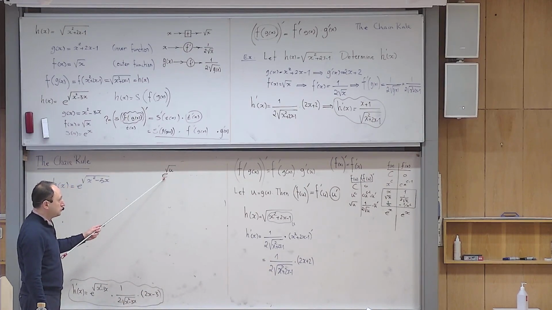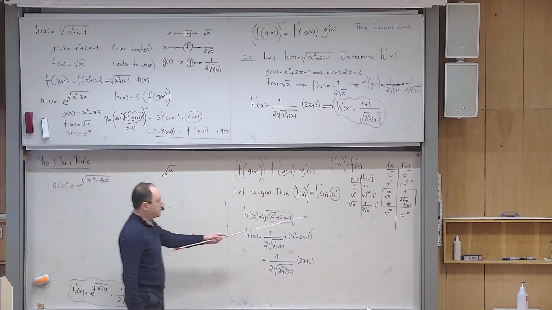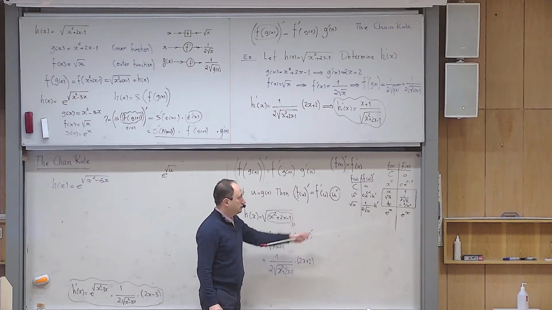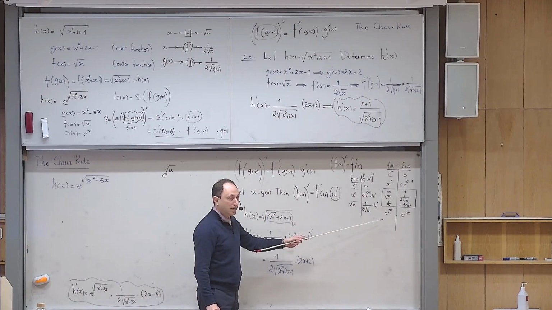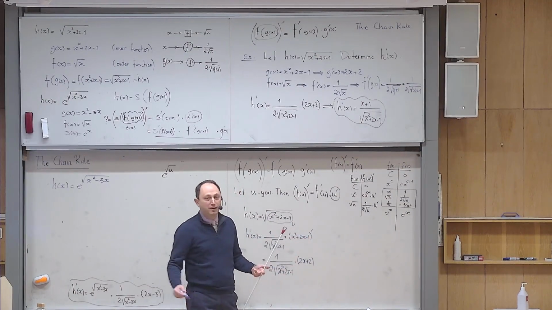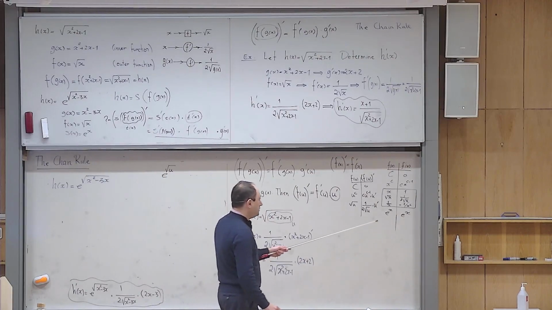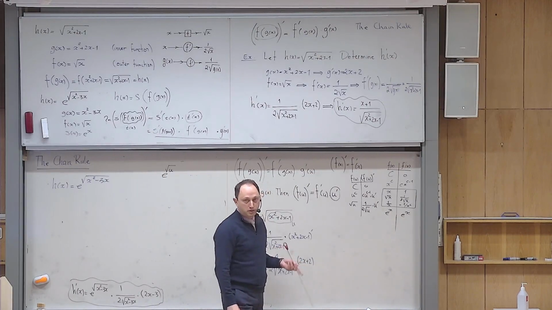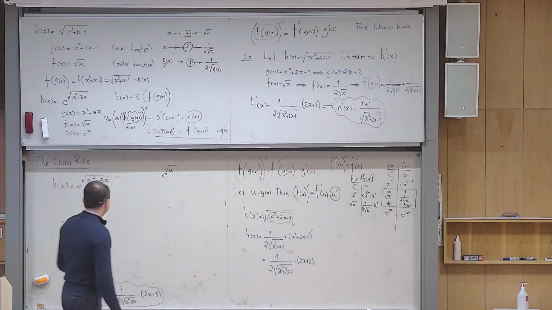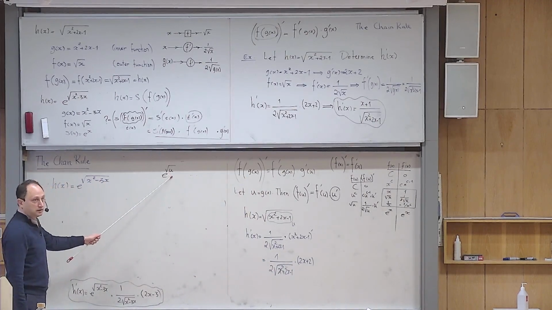But this is not good. Why? Because in the table that you will get in the formula sheet, you do not have the formula for e to power square root of x. You only have e to power x. So this change of variable is not a good idea.